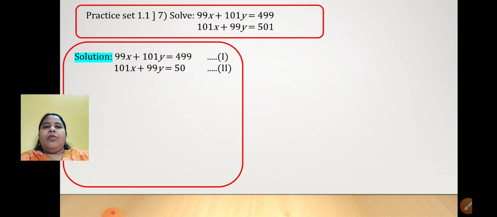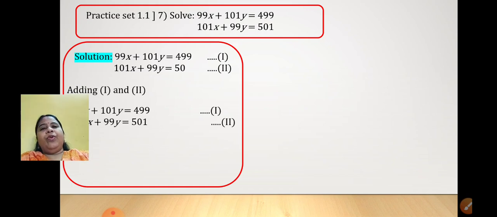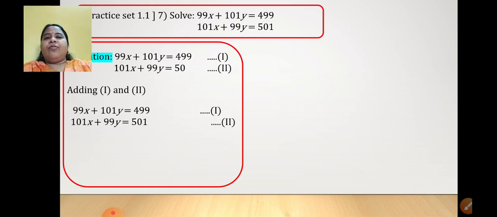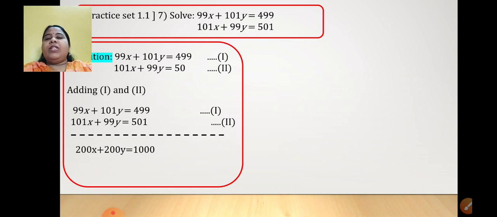After this, the first step is addition. Add these two equations, adding 1 and 2. What will we get when we add this? For addition we never change sign, so you can directly add it. We will get 99x plus 101x is equal to 200x, and there also 200y is equal to, when you add 499 and 501, it is 1000. So we can divide throughout by 200 and get the value as 5.